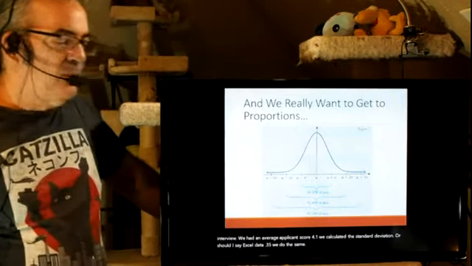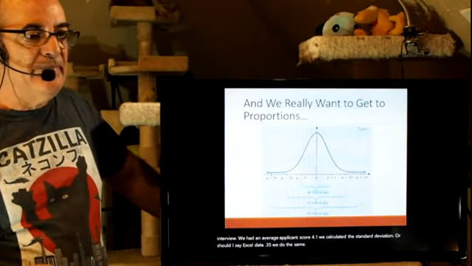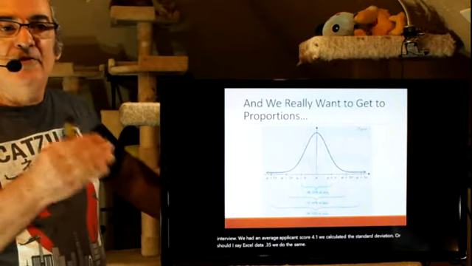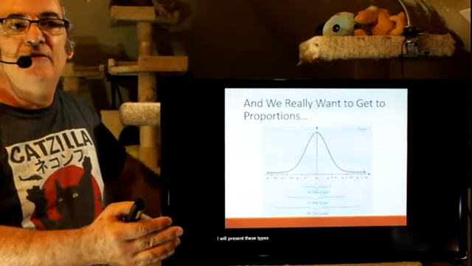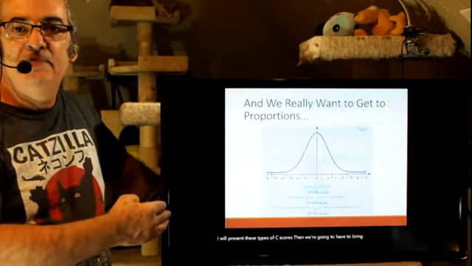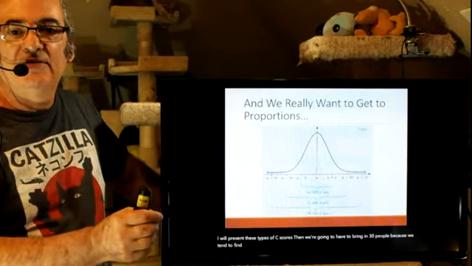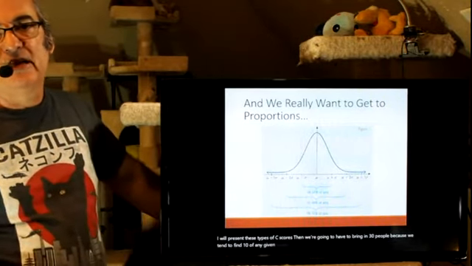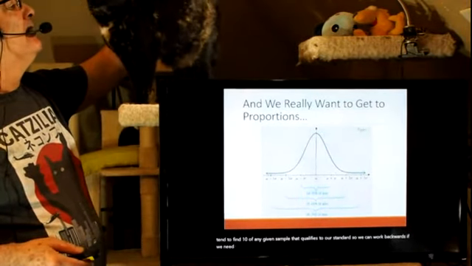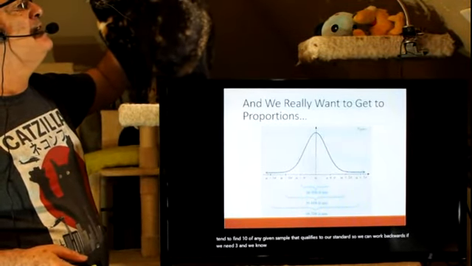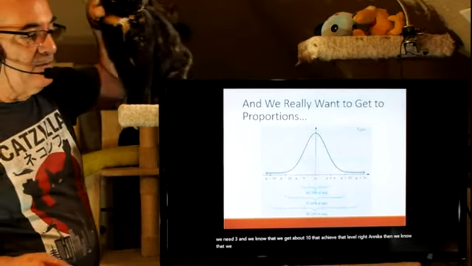Once we understand proportions and we have some experience under our belt, we can say, well, we need to hire 3 people, and that means if we want 3 people who perform at this level, present these types of Z-scores, then we're going to have to bring in 30 people, because we tend to find 10% of any given sample qualifies to our standard. So we can work backwards. If we need 3 and we know that we get about 10% that achieve that level, right, Annika? Then we know that we need 30. So we just do the math in reverse.